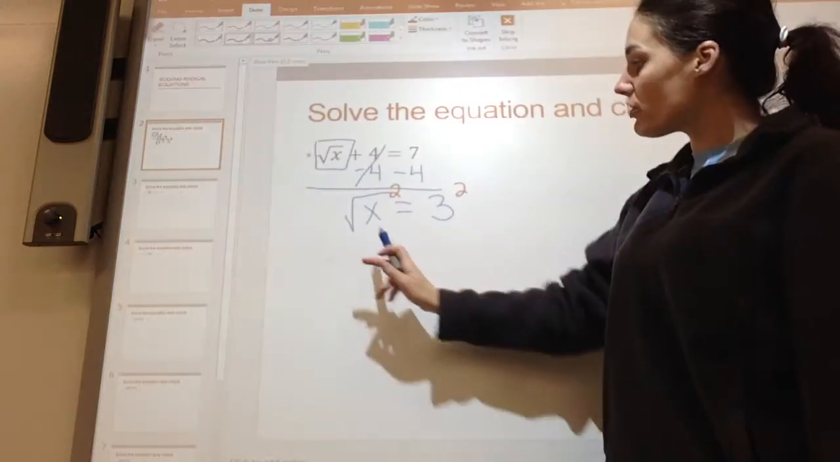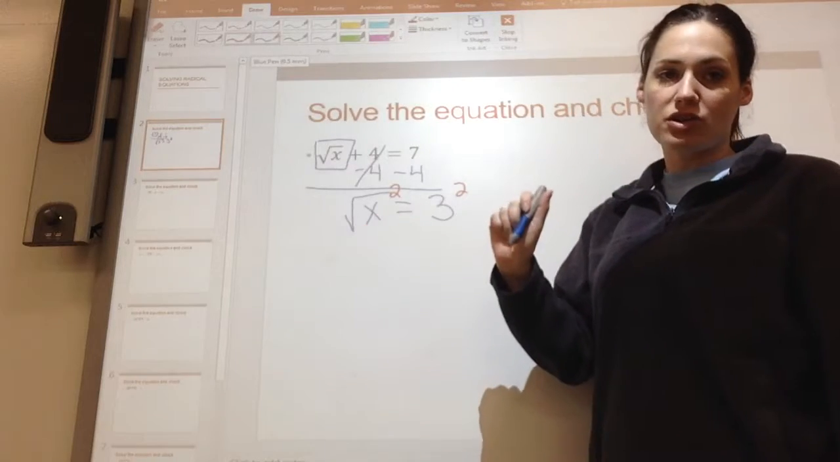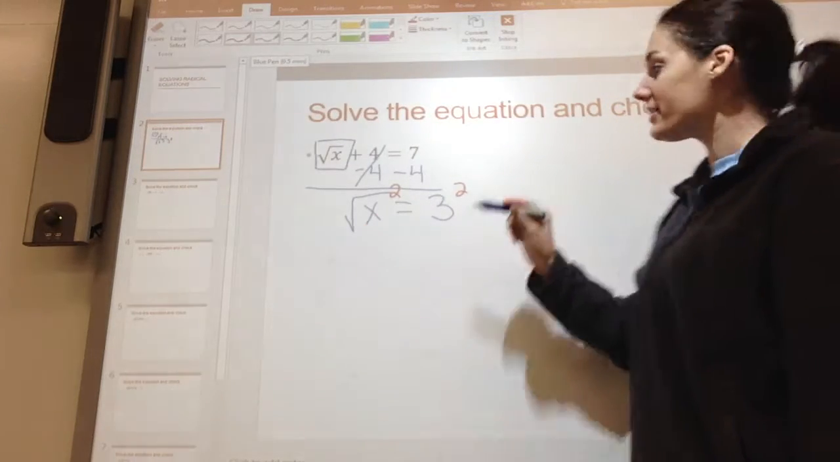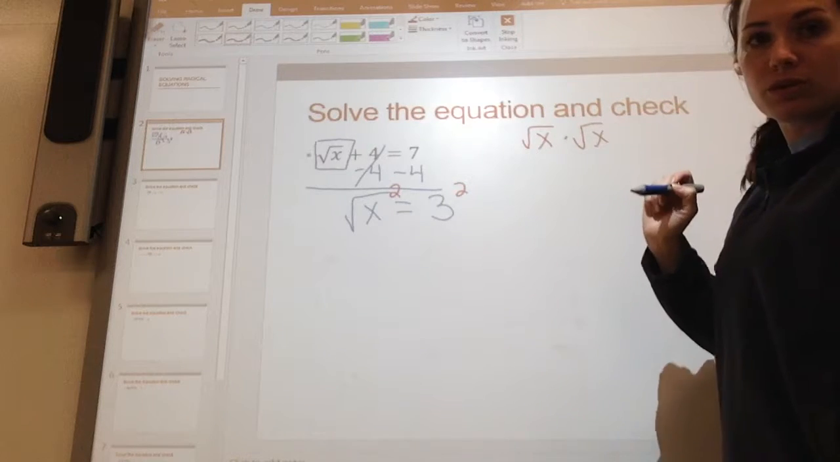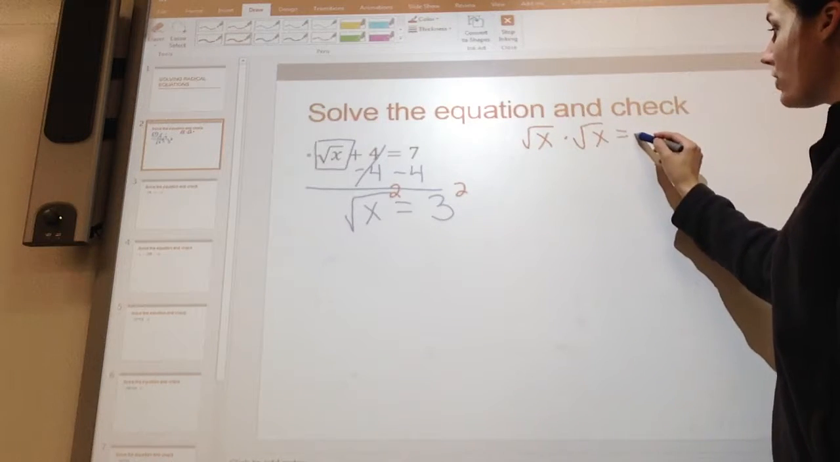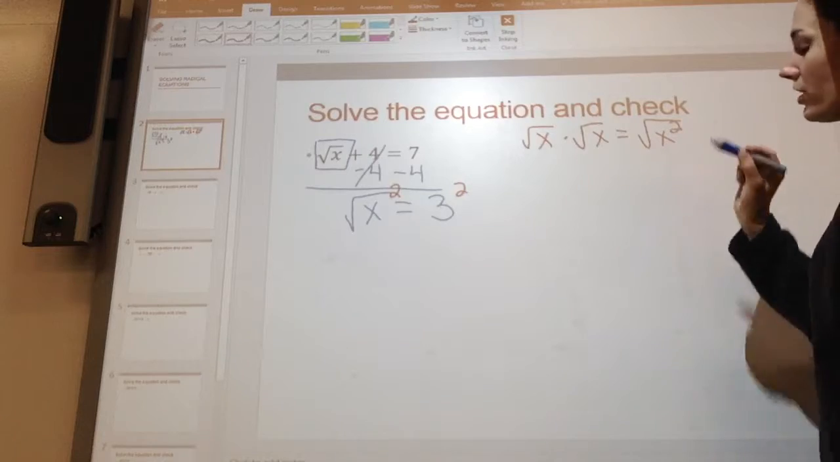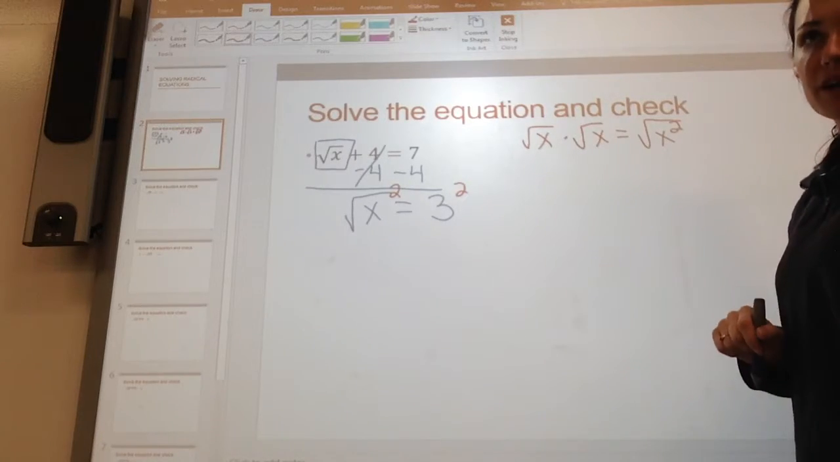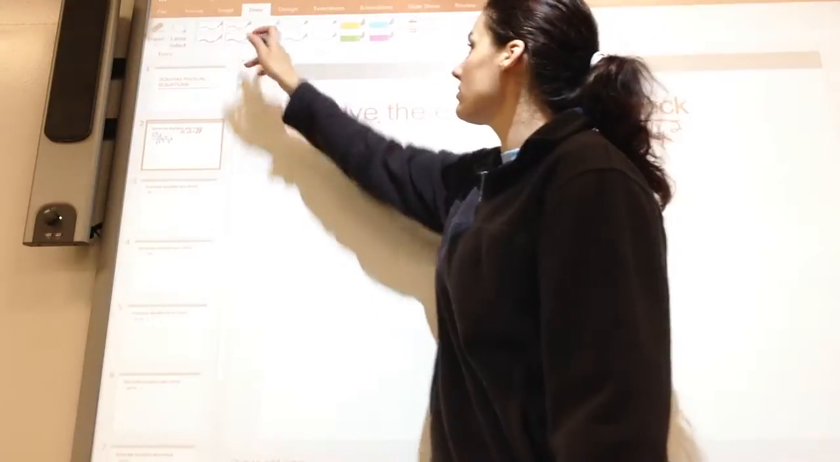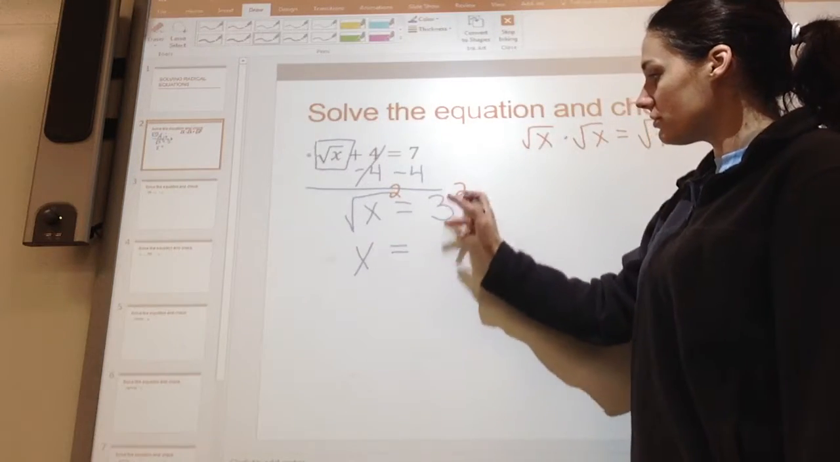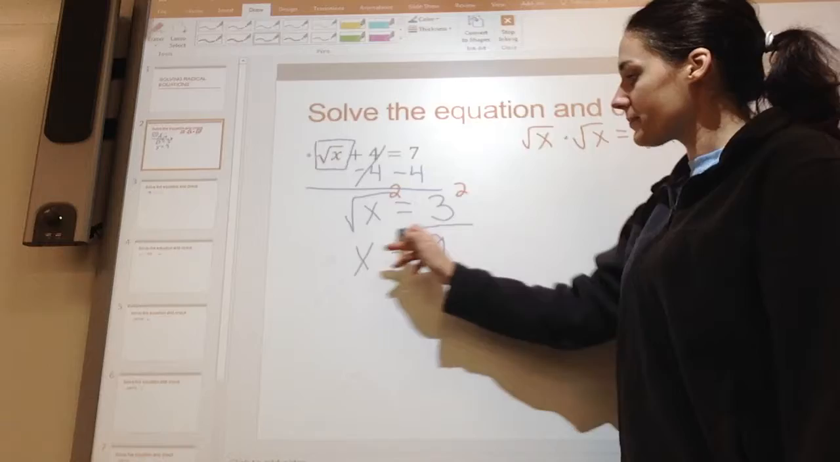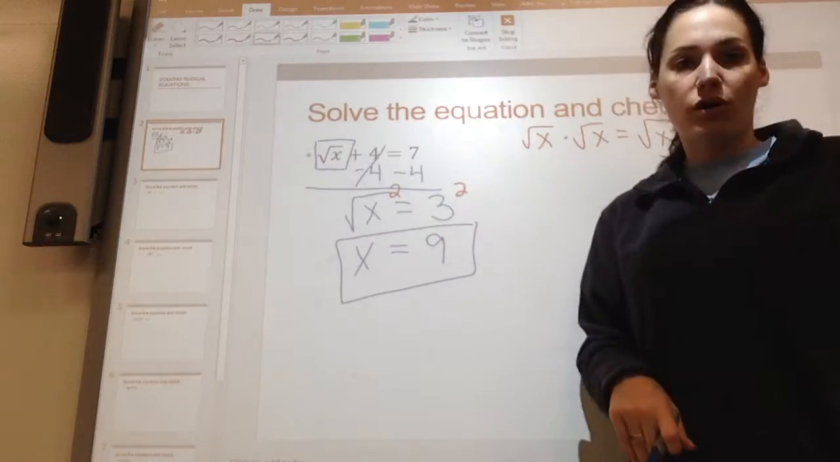So we're going to square both sides. When you take the square root of x times the square root of x, you get the square root of x squared. Well, what's the square root of x squared? It is simply x. So we get x equals 9. Okay, so that's our answer.